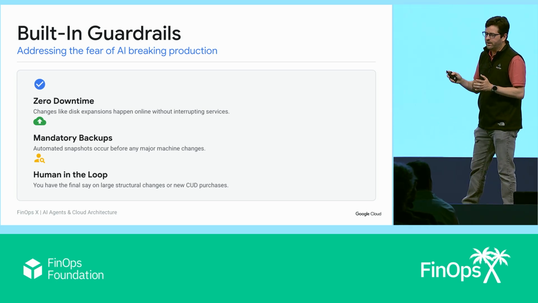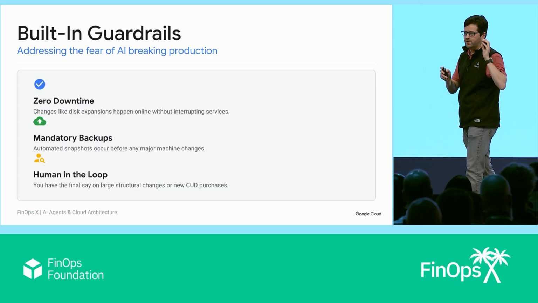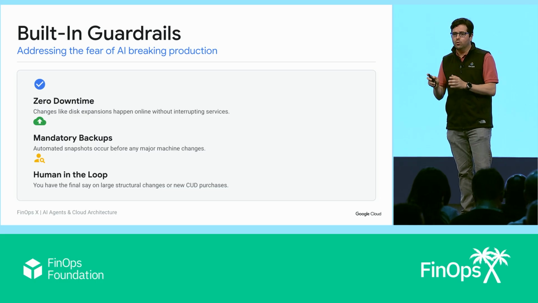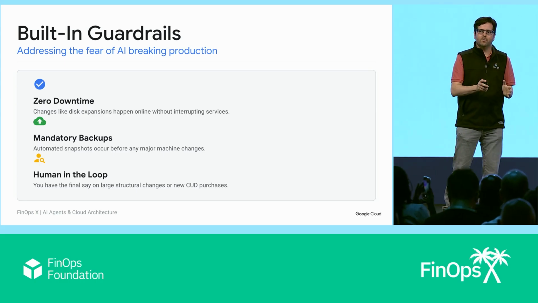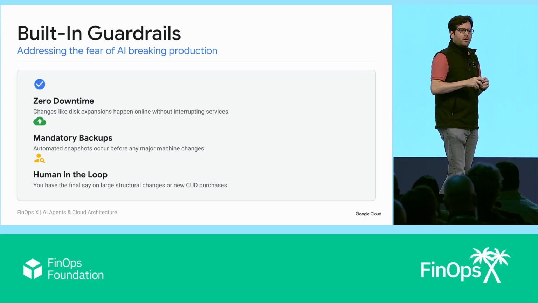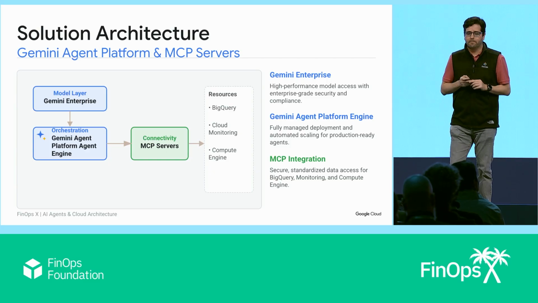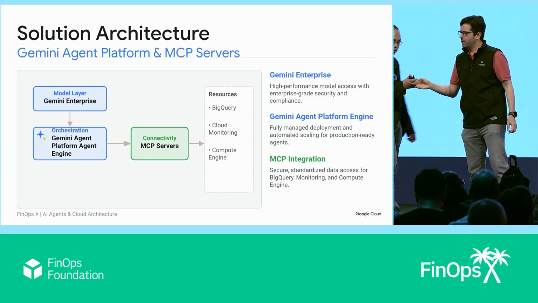And then, finally, we have a human in the loop. For any large structural changes, like shutting down a VM or making a CUD purchase, it will provide the reasoning, it will provide the recommendation, but the human is in the loop, and the human, you, can say whether or not the agent can go and execute the change. So with that, I'll pass it to David to talk about the solution architecture.